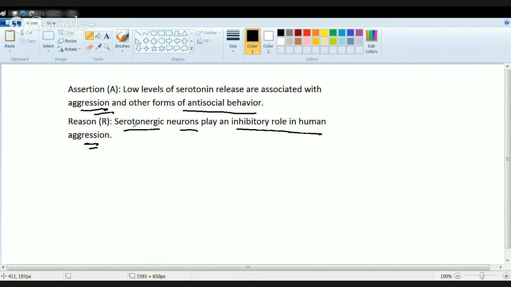That's also correct, and this is the reason why low levels of serotonin lead to aggression. So both assertion and reason are correct, and reason is the correct explanation for assertion. However, the answer mentioned for this question is not correct as per the UGC question.